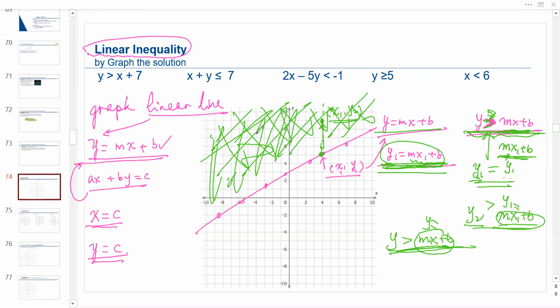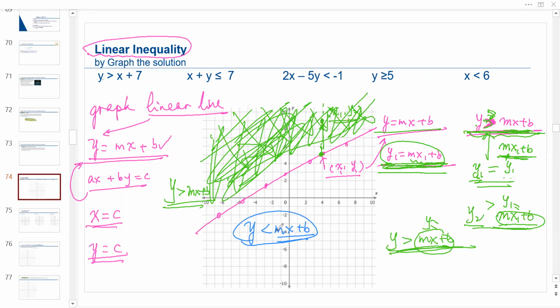So we need to see, okay, this area is what I want. Any dot in this area is greater than here, right? Any dot below this line will be y less than mx plus b. So we're talking about y greater than the line is above the line, and y less than is below the line. That's well understood, right? Okay, let's see one example here.